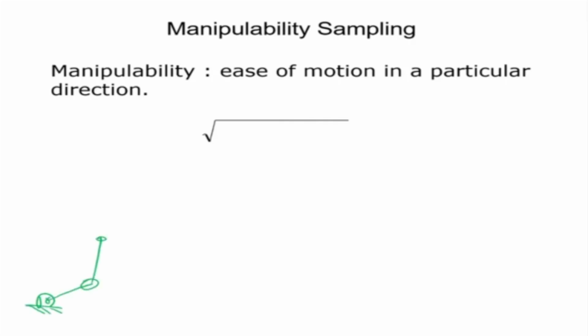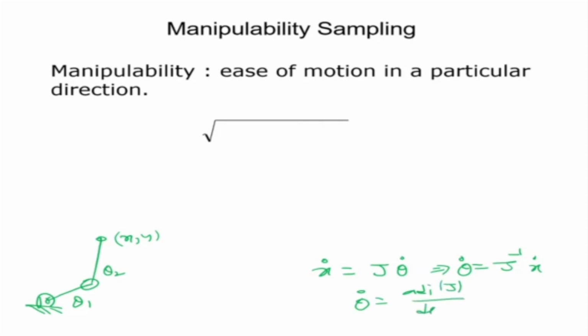this is my tool length manipulator, this is theta 1, this is theta 2, this is xy. So x dot is equal to J into theta dot, right? And we have seen that theta dot is equal to J inverse of x dot, which means that theta dot is equal to adjoint of J by determinant of J into x dot. Now wherever determinant of J becomes equal to 0, it ends up in a singular position. That means you should avoid singularities.